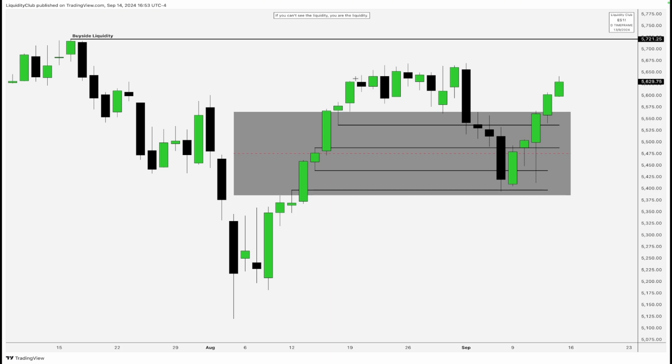You can see the relative equal highs here, and this high relative to this high is also a relative equal high. So we have two liquidity pools that I'm aiming and I'm targeting in the near future. So that's going to be pretty much it for ES.